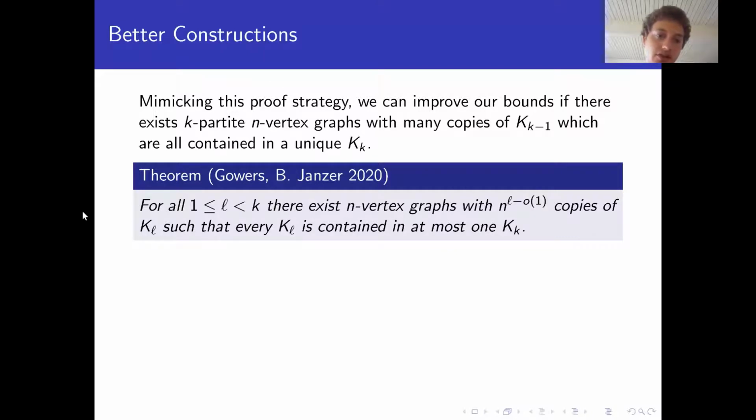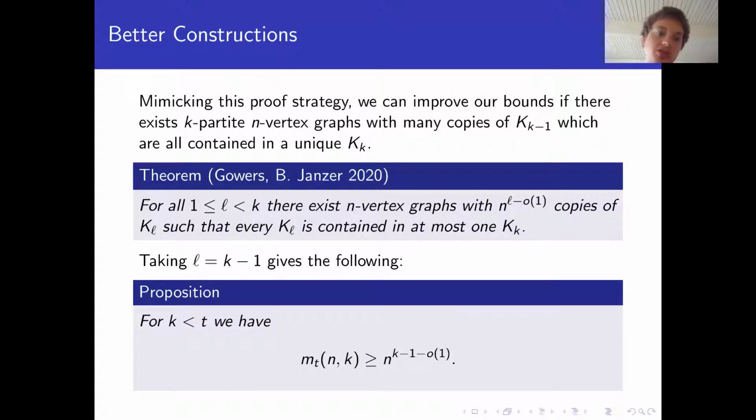In particular, with some recent work of Gowers and Janzer, they proved a stronger result, namely that there exist n-vertex graphs which have about n to the L copies of L-cliques, so that each L-clique is in at most one K-clique. So for our purposes, we only need the L equals K minus 1 case of this result. And if you again follow your nose and just replicate exactly what I said in the previous slide, you'll end up getting the following lower bound for M_T and K, provided K is strictly smaller than T.